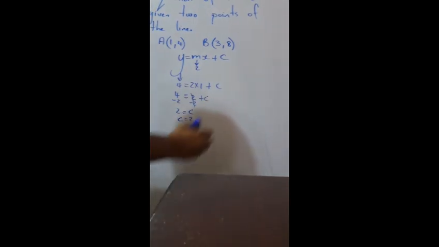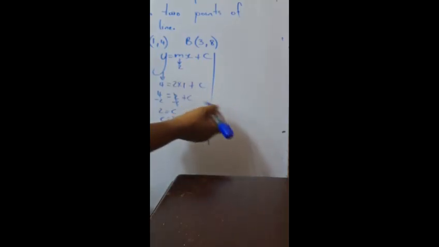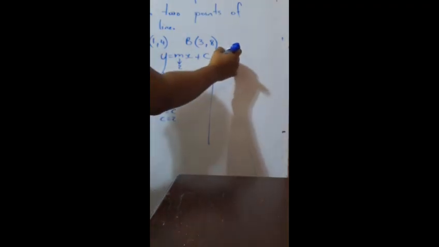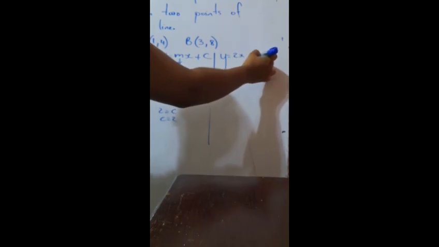This cancels this. 4 minus 2 is 2. It therefore means that the value of c is 2. I have now obtained the 2 values I was looking for. Seeing that, I can now write the equation of the line that points A and B are lying on. What is therefore the equation? The equation of the line would be y is equal to 2 times x plus 2.